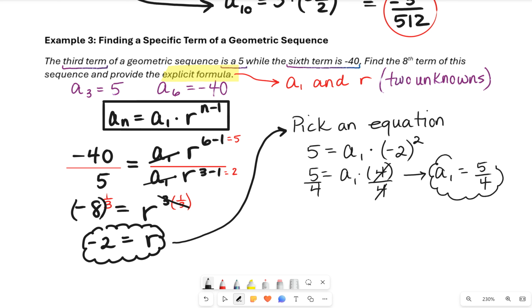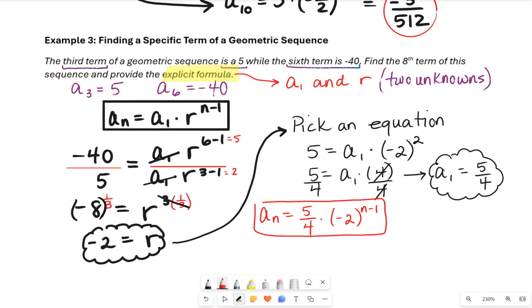So here's my other unknown variable. So now that I have a1 and r, I can write out my explicit formula. A sub n equals my a1, 5/4, times my r, -2, to the n minus 1. There's that very important piece.